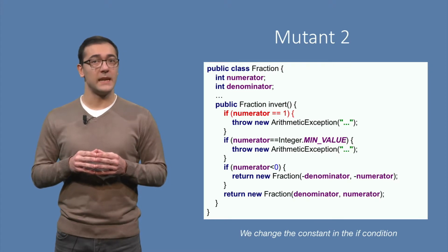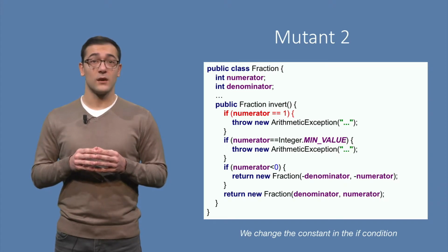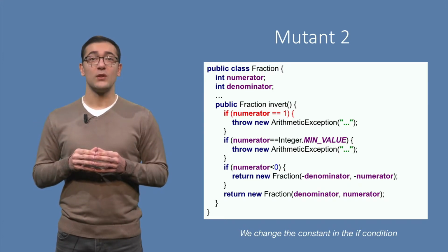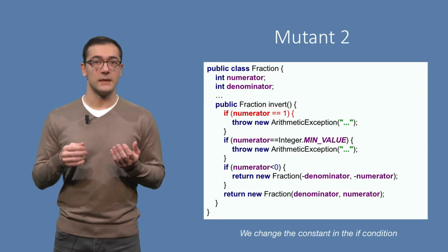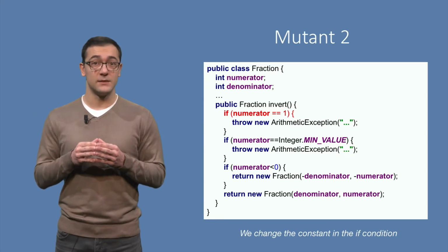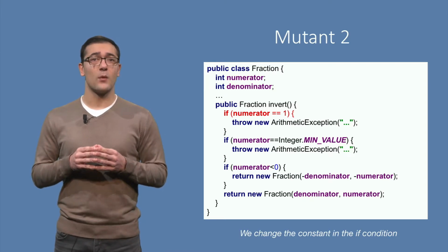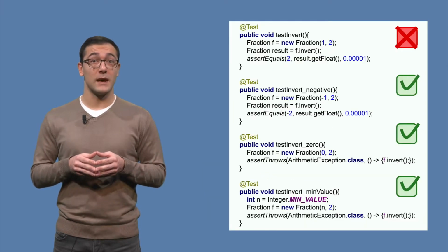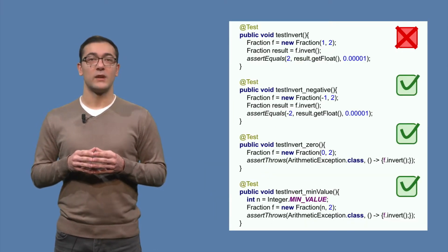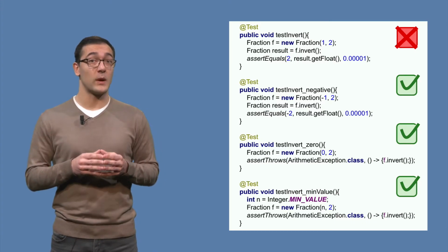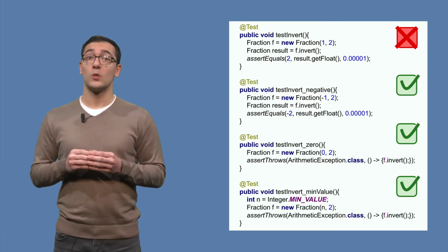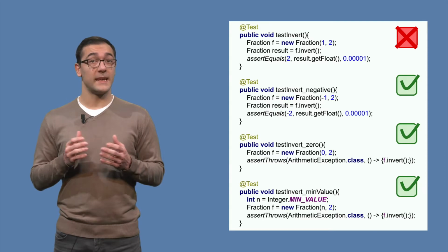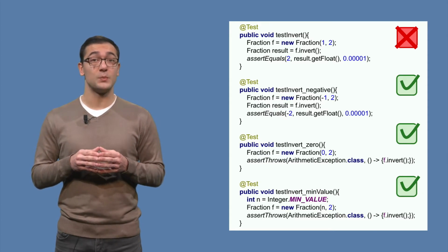Another possible mistake in the production code regards the constant in the first if condition. For example, we may use the wrong constant, 1 instead of 0, as highlighted in red color. Does our test suite detect the mutant? Well, let's rerun our test suite. As you can notice, the first test case failed when executed against the mutant while it passed when executed against the original program. Once again, our test suite seems to be adequate.